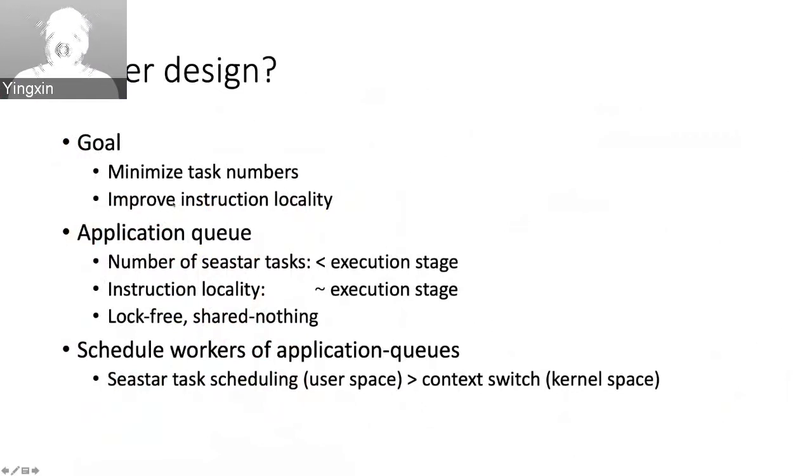So from the analysis, I think the goal is to try to minimize task numbers to have less overhead, because each task will be a lambda continuation and it needs some allocation from the memory, right? And yes, also increase the length of backlog in a reactor. Yeah, and we still need to improve instruction locality. So I think that's a point. I still think application queue is worthwhile here.